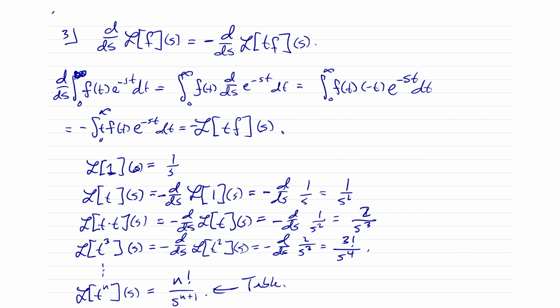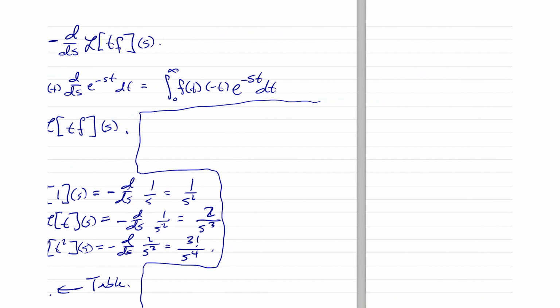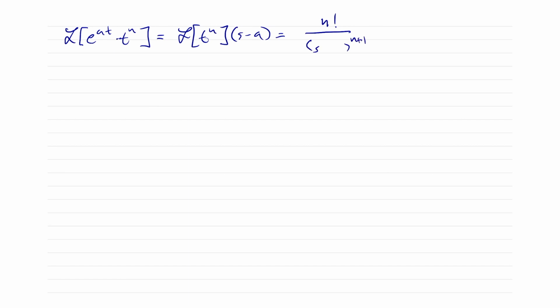Okay, so that's great. Now let's combine this with what we just talked about, the shifting property. If I take the Laplace transform of e to the at times t to the n, we know this is the same as the Laplace transform of t to the n at s minus a. The Laplace transform of t to the n, we said, was n factorial over s to the n plus 1, but now instead of s, we put in s minus a. So now we have yet another entry in our table.